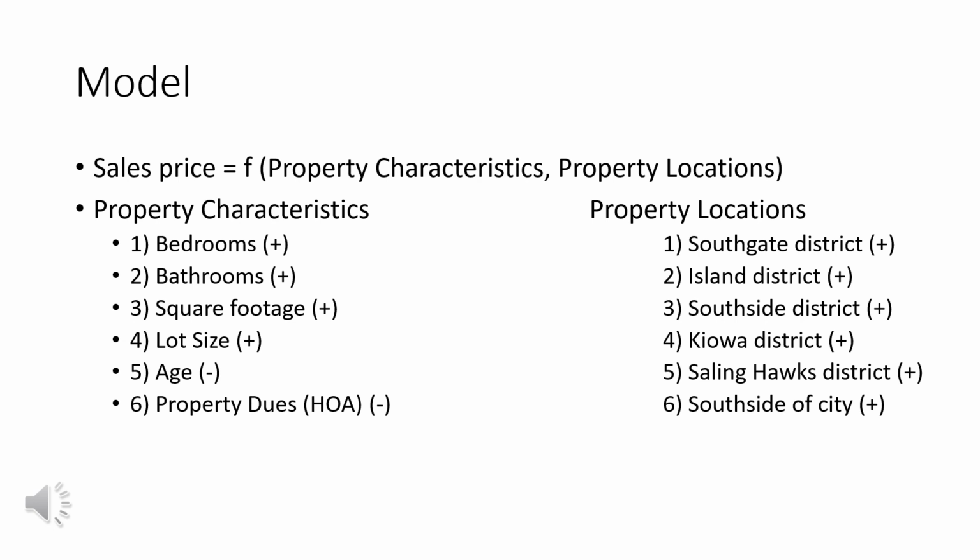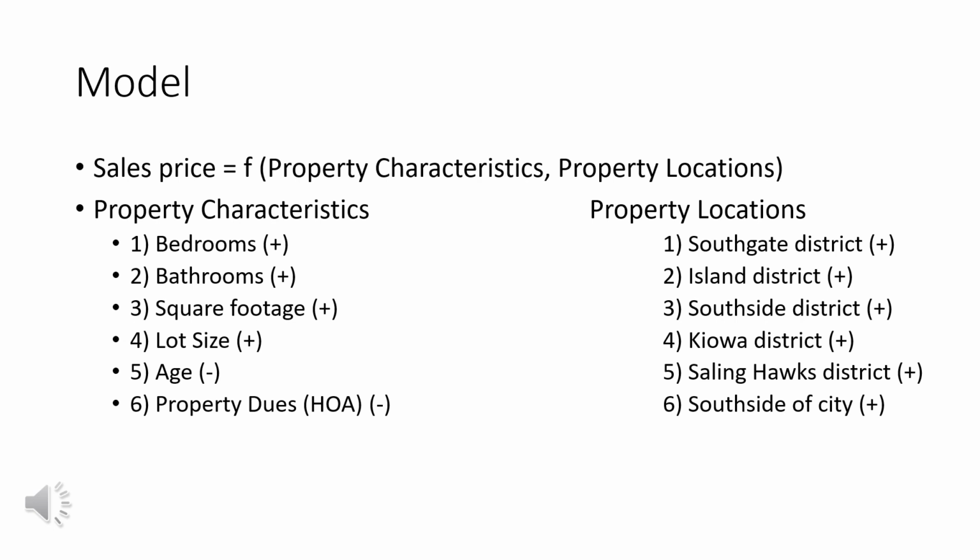since it's expected that an increase in any of those 4 variables would make the property more attractive. On the other hand, the age and the property dues, specifically if the property has a homeowners association, are expected to have a negative sign, since it's most likely that the older it is, or if the property has a homeowners association, it's likely that it will not be as attractive to a home buyer.